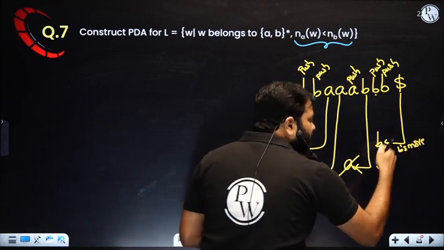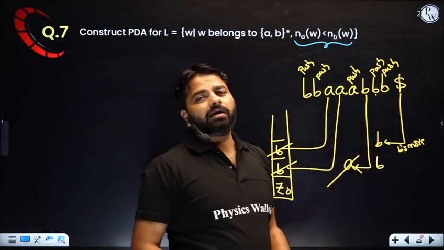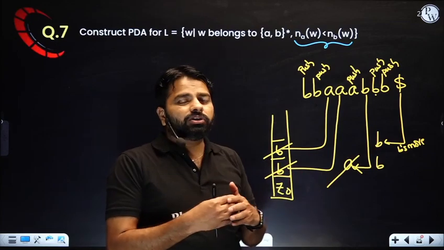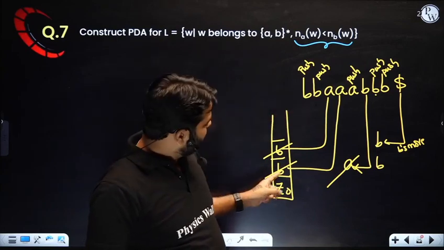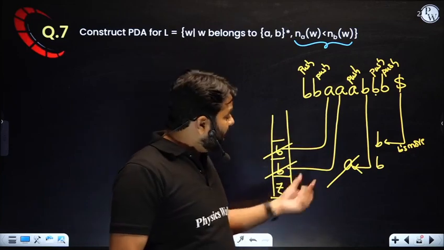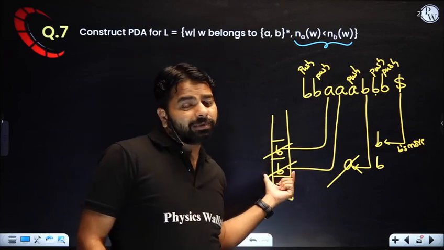That's enough. No need to check the below. Because if B is there on the top of the stack, everybody should be there as B only. Because we can't push above AB or above BA. We only push the B's if any symbol is left on the stack, or we only push A's. But when A is present, B is never present on the stack. When B is present, A is never present on the stack.